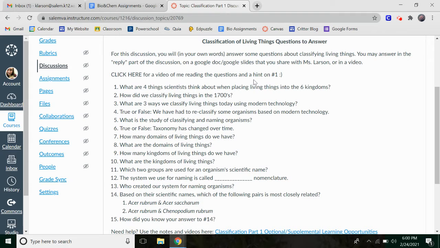Number 11, which two groups are used for an organism's scientific name? And number 12, the system we use for naming is called blank nomenclature. Number 13, who created our system for naming organisms? Number 14, based on their scientific names, which of the following pairs is most closely related? Acer rubrum and Acer sacrum, or Acer rubrum and Chenopodium rubrum? You decide. Number 15, how did you know the answer to number 14?